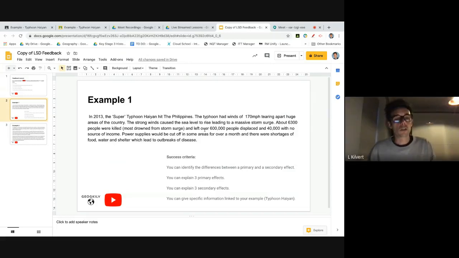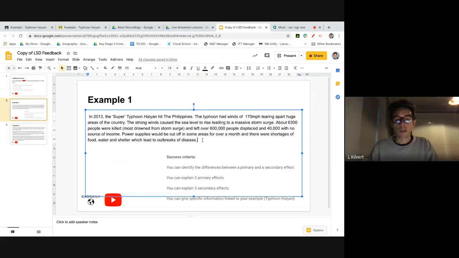It starts: In 2013, the super typhoon Haiyan hit the Philippines. The typhoon had winds of 170 miles an hour, tearing apart huge areas of the country. The strong winds caused the sea level to rise, leading to a massive storm surge. About 6,300 people were killed, most drowned from the storm surge, and left over 60,000 people displaced and 40,000 people with no source of income. Power supplies would be cut off in some areas of the month, and there were shortages of food, water, shelter, and outbreaks of disease.